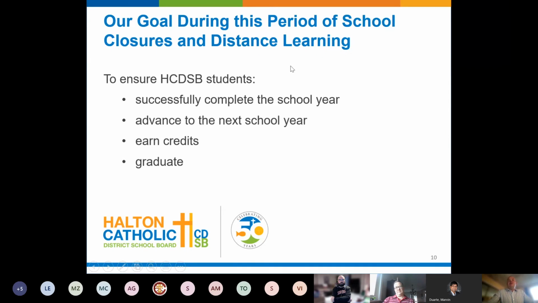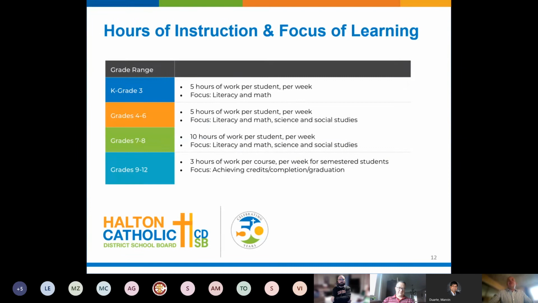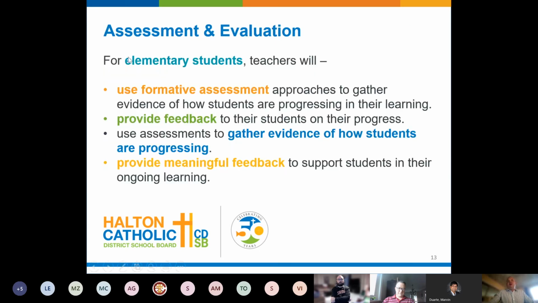Our goals during this and for the foreseeable future are to ensure that our students can successfully complete the school year, advance to the next school year, earn credits, and graduate. The ministry provided guidelines around the hours of instruction and the focus of learning for all school boards. And so for each grade range, they provided a number of hours of work and a specific focus. They provided information around assessment and evaluation.